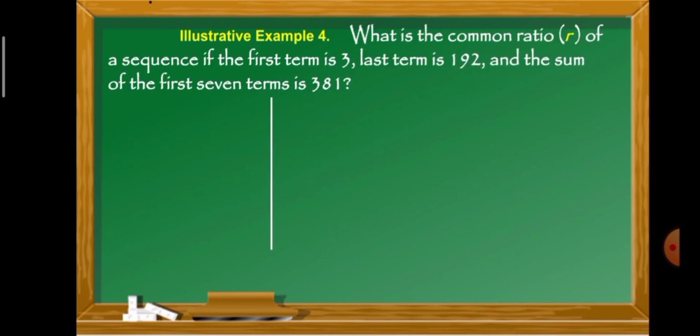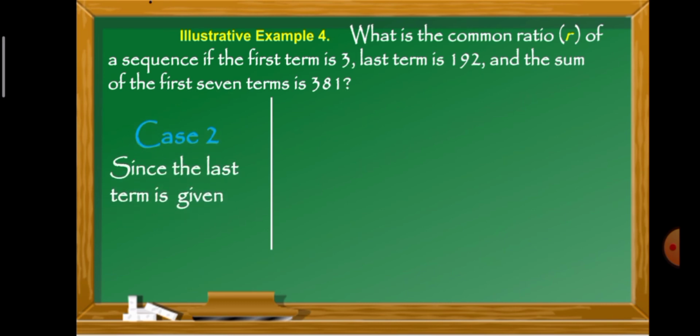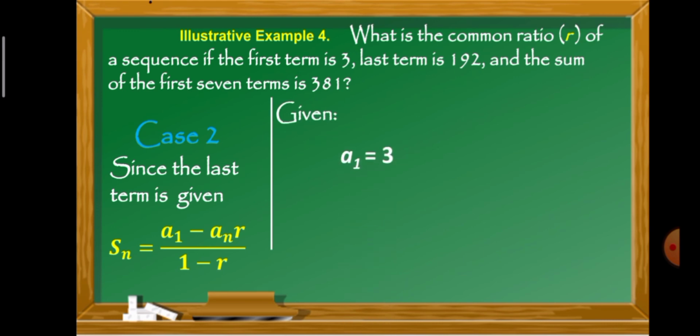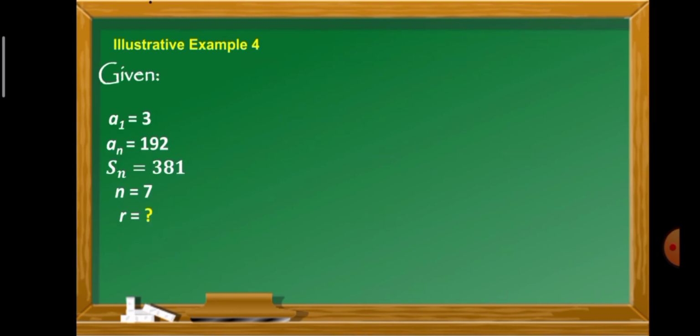Example number 4. What is the common ratio or yung r of a sequence if the first term is 3, last term is 192, and the sum of the first 7 terms is 381? Okay? So, given yung last term, case number 2 ang gagamitin natin, yung formula. So, what are the given values? We have a sub 1, 3, n is equal to 7, s sub n is equal to 381, a sub n is equal to 192, at ang hinahanap natin, yung common ratio. Okay? So, solve natin to.